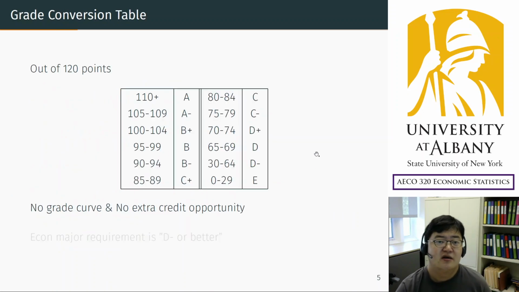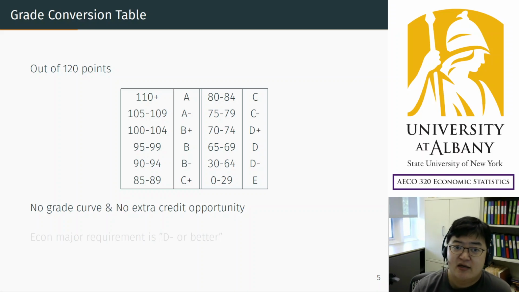Okay, finally, the grade will be given according to this table. So I said the maximum is 120 points, and out of them, I'll convert to letter grade according to this. So the interval is 5 points. A has a 10-point interval because there is no A plus, and below that, each interval is 5 points.